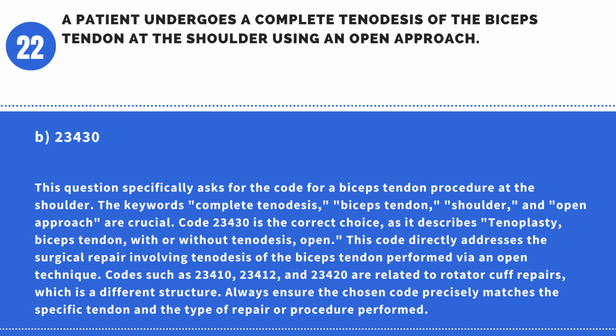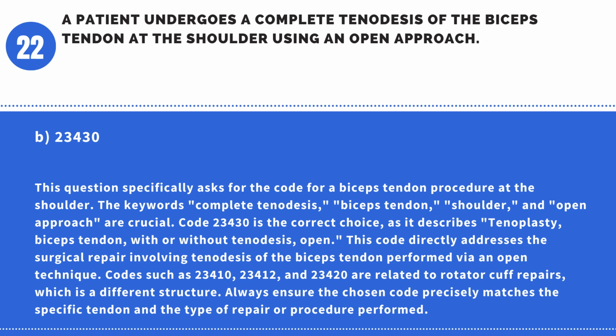23,430. This question specifically asks for the code for a biceps tendon procedure at the shoulder. The keywords complete tenodesis, biceps tendon, shoulder, and open approach are crucial. Code 23430 is the correct choice, as it describes tenoplasty, biceps tendon, with or without tenodesis, open. This code directly addresses the surgical repair involving tenodesis of the biceps tendon performed via an open technique.